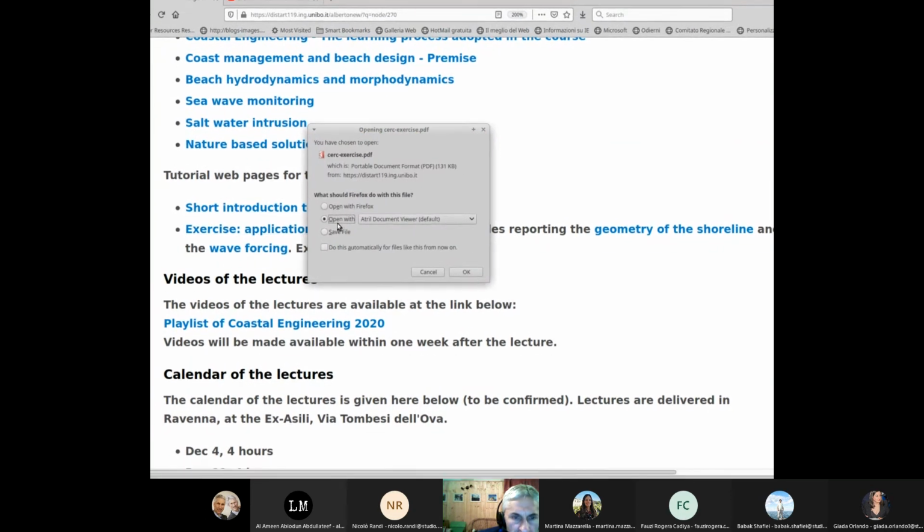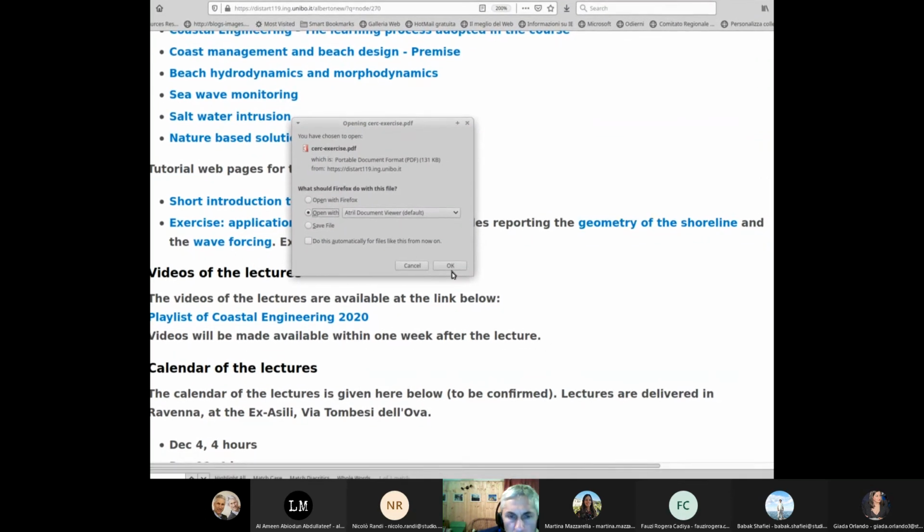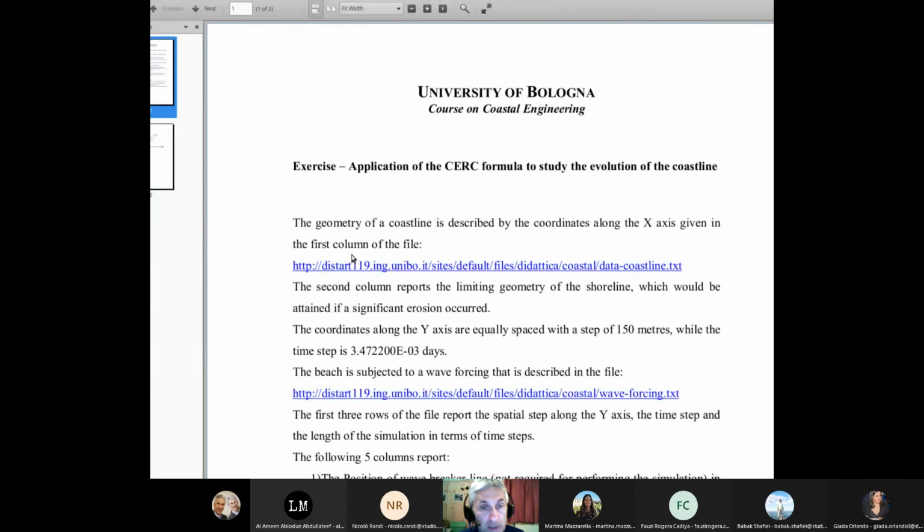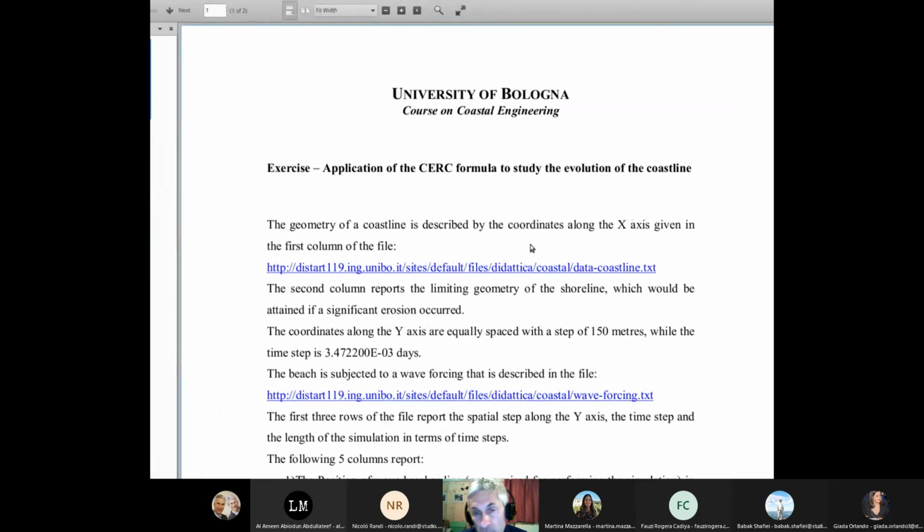It is a PDF. Let's open it with a document viewer, a PDF viewer. Of course, I am working with a different operating system, so it suggests a viewer that is not the same as yours, but it doesn't matter. Whatever program you get, it allows you to read the exercise, which is application of the Csc formula to study the evolution of the coastline. It is what we just learned to do. Okay, so let's read together the text.